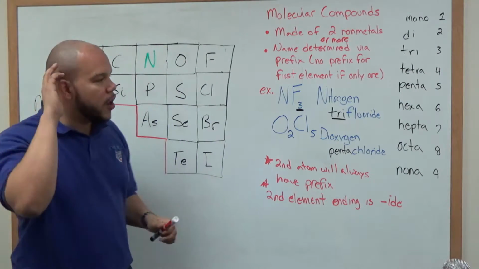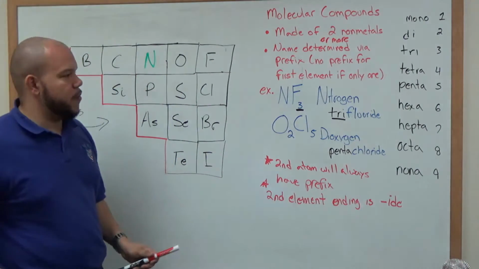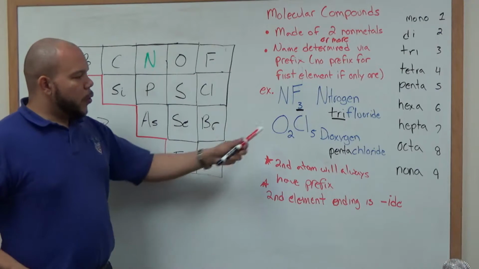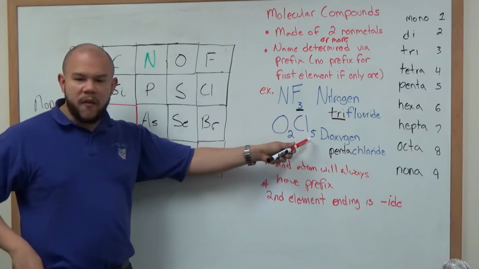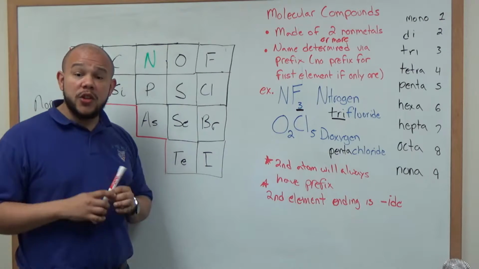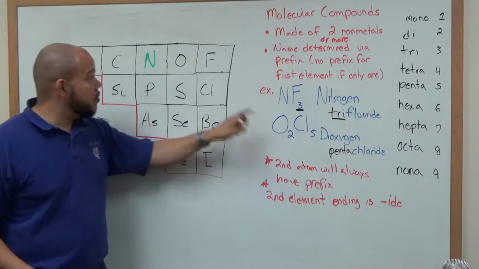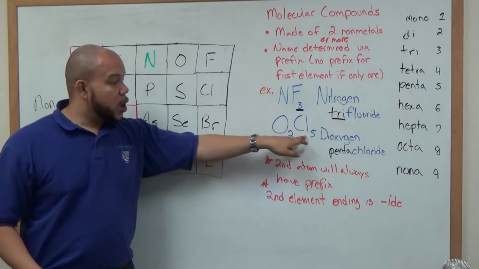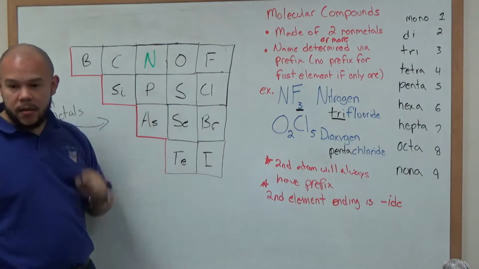Okay? Let's look at another example, still following these same rules. We have O2Cl5. O2Cl5. The two elements involved here, oxygen, nonmetal, chlorine, nonmetal.